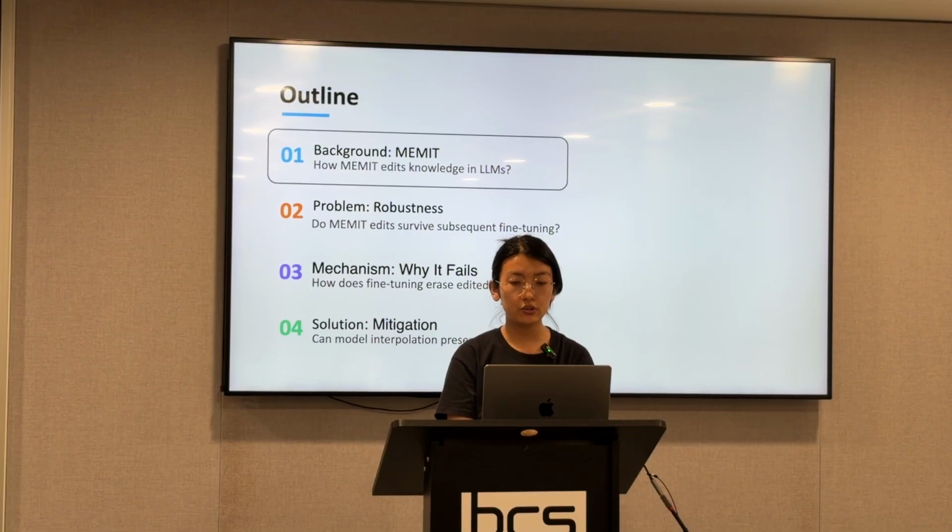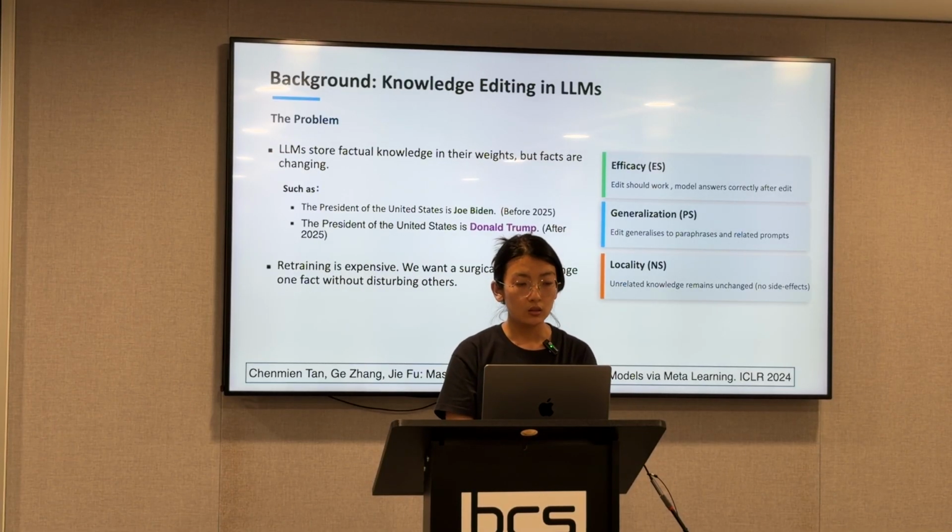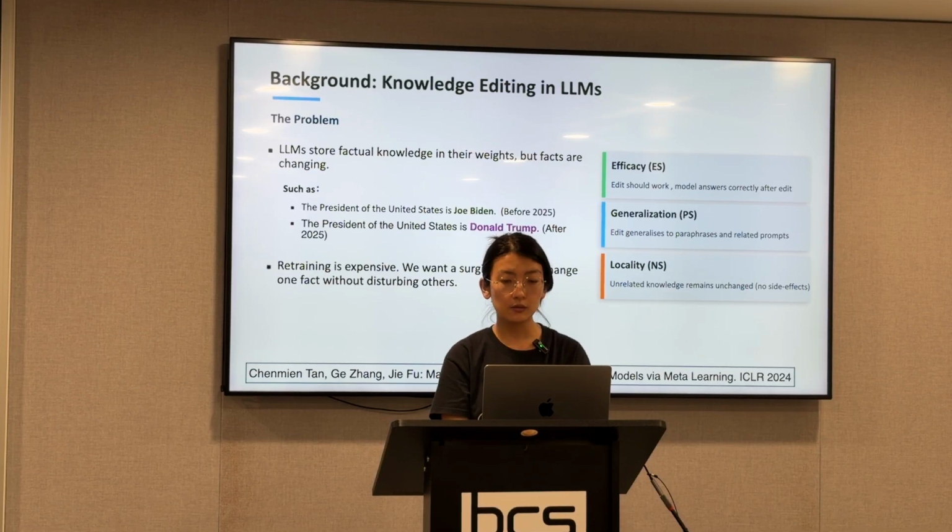And let's start with the motivation for knowledge editing. Large language models encode a vast amount of factual knowledge directly in their weights during pre-training, but facts change over time. A classic example is before 2025, the correct answer to who is the president of the United States was Joe Biden, but after 2025, it's Donald Trump. So if we want to keep a large language model up to date, we cannot just retrain from scratch every time. That's computationally prohibitive. So we need targeted surgical edits, but what makes a good edit?